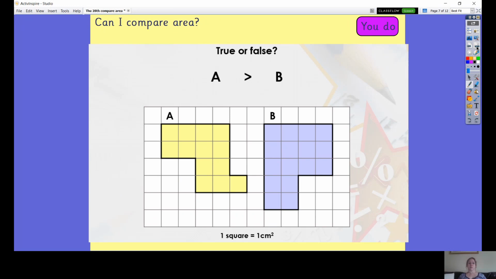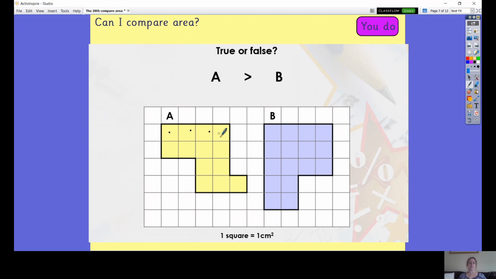Moving on. This one has already been done, and we have to decide if it is true or false. So the greater than symbol is facing this way, isn't it? So it's suggesting that A has a larger area. Okay, so pause the video again, work out what the areas are, and then say if you think this is true or false. Does A have the greatest area? Okay, let's do it together.